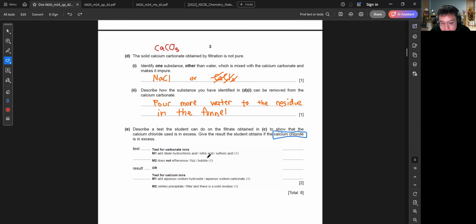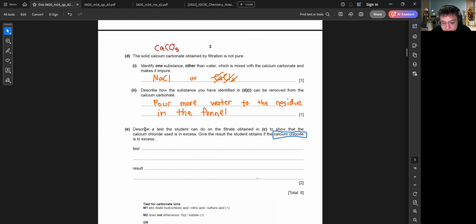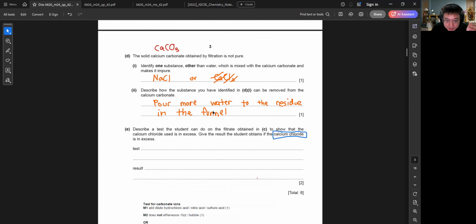All right. And then, okay, so originally the question is like that, right? So let's read the question first. Next question. Describe a test the student can do on the filtrate obtained in C. So what is that?